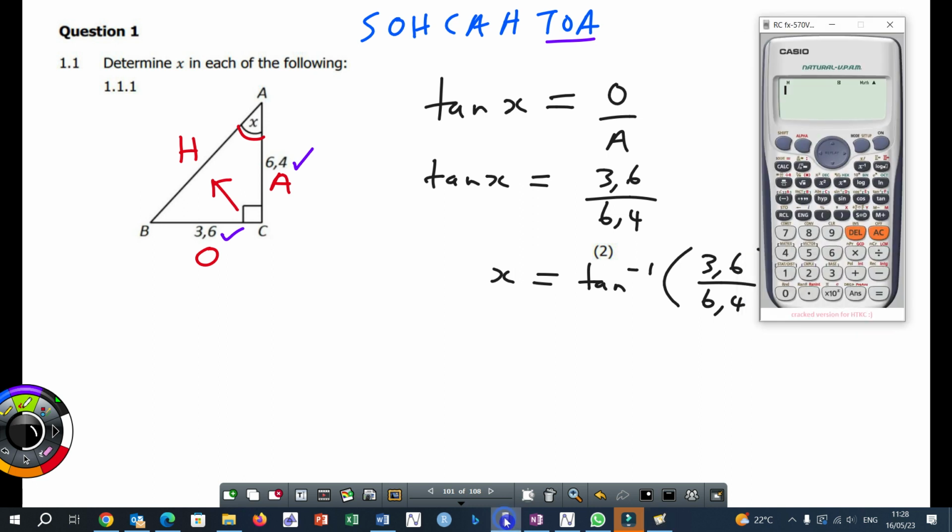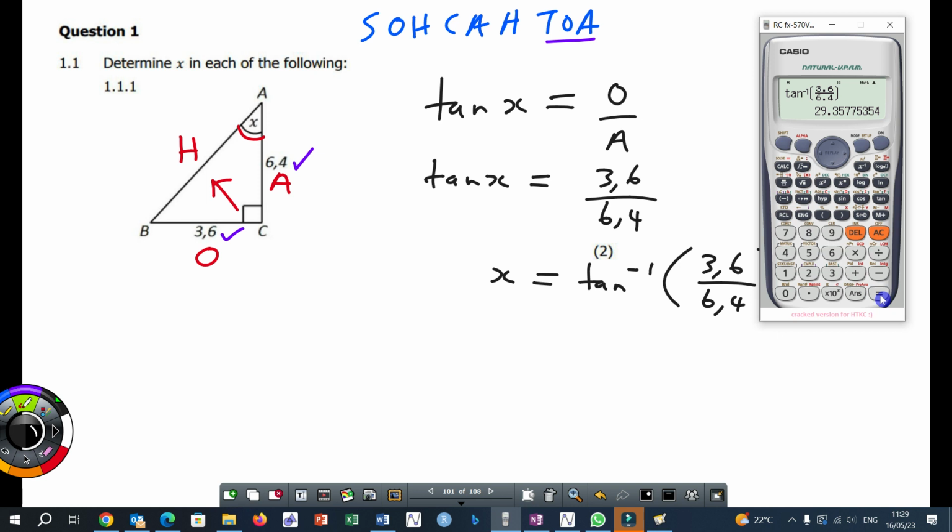Then you check out your calculator. Then you say shift, then tan, put the fraction option. There is no need to divide the 3,6 by the 6,4. There is no need for all that. You'll be wasting what? Time. So for 3,6 divided by 6,4, and then you get that.